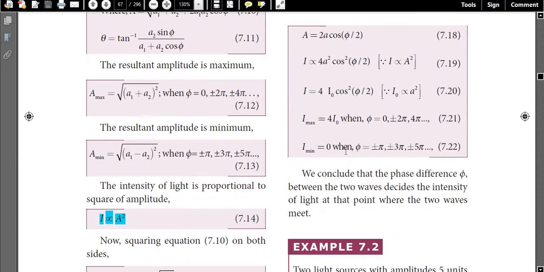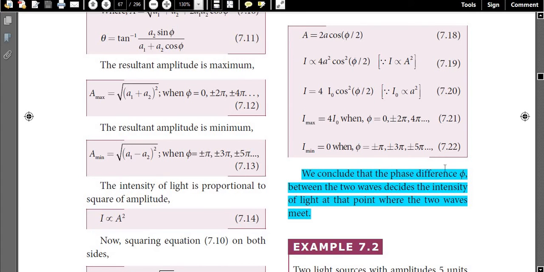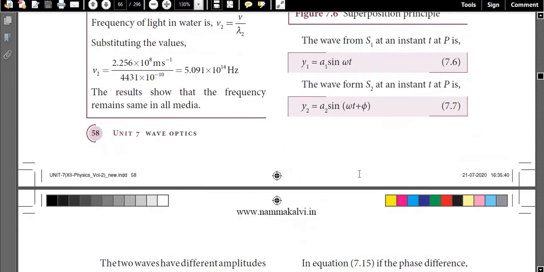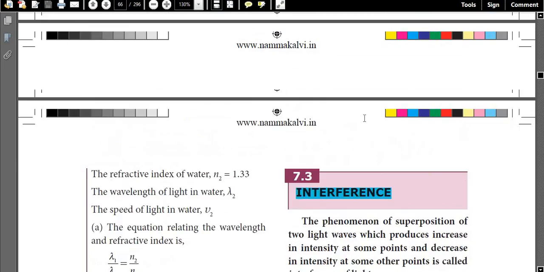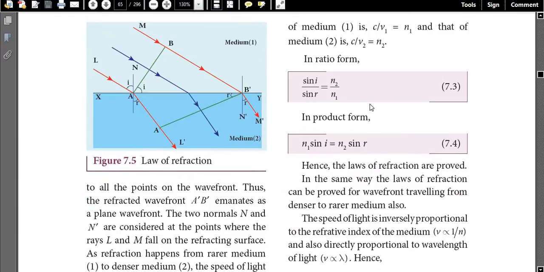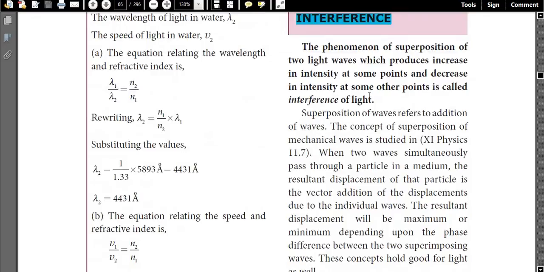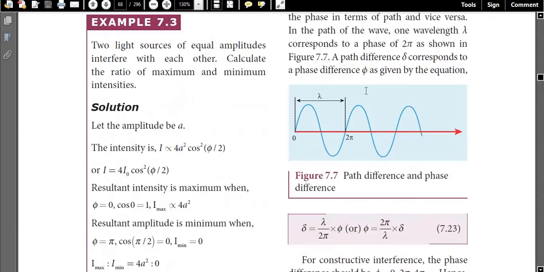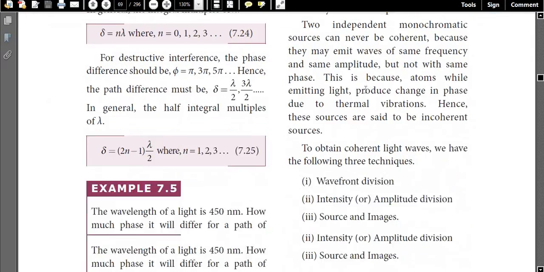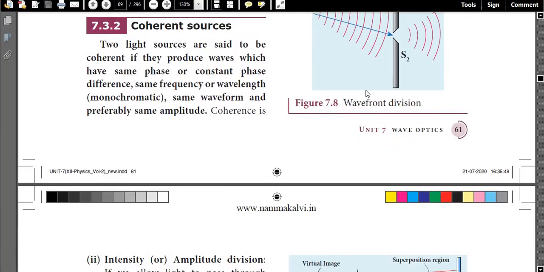So this is a very important point, children. We concluded that the phase difference phi between two waves decides the intensity of light at that point where the two waves meet. Interference is a very important topic, children. So what is meant by constructive interference? What is meant by destructive interference? We should know the conditions of constructive interference and destructive interference.